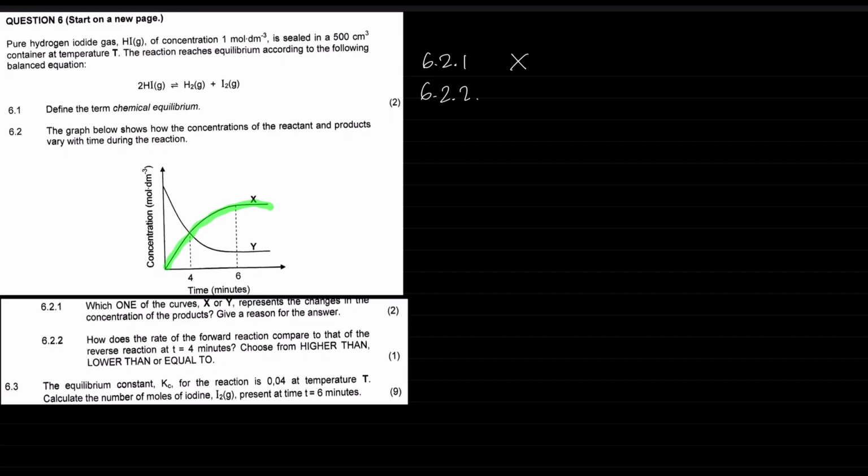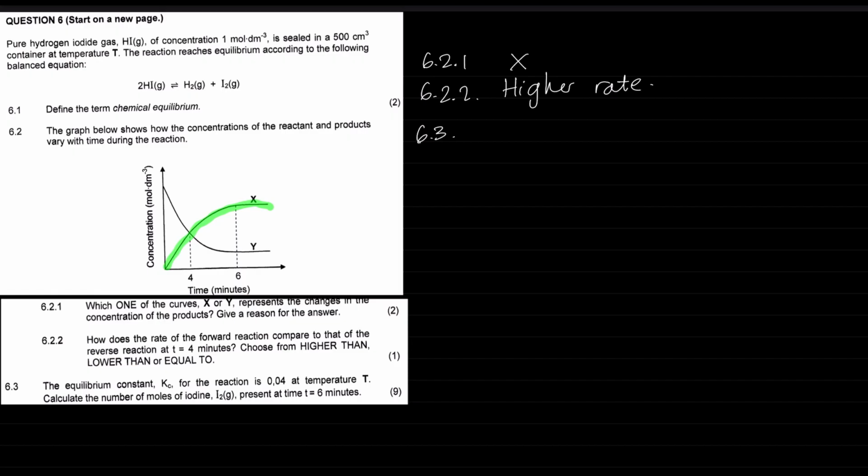So they want to know, how does the forward reaction compare to the reverse reaction? The forward reaction is going to have a higher rate. Okay, that's because at the beginning, again, we have a lot of reactants and not so much products. Question 6.3. The equilibrium constant Kc for the reaction is 0,04 at temperature T. Calculate the number of moles of iodine present at time equals 6 seconds. So in other words, at equilibrium.